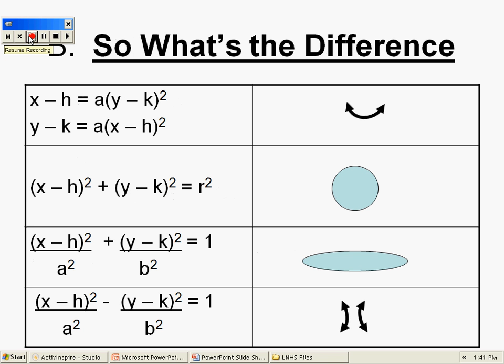So this is a review of all of our conics here, guys. We started off talking about circles, that's the second one down. Then we moved on to parabolas, that's the one on the top there. And then last class was ellipses, which is the third one down. Today we're doing hyperbolas. So this is a review of everything that we've done since we started the unit.